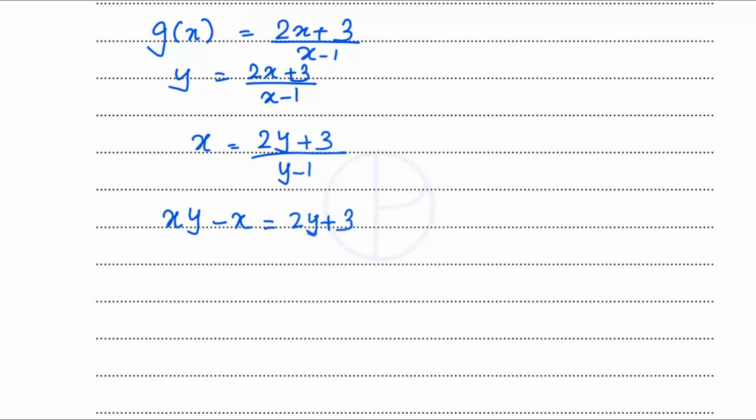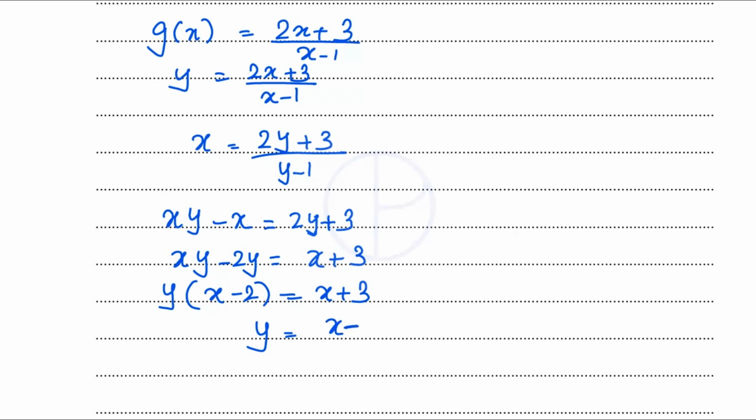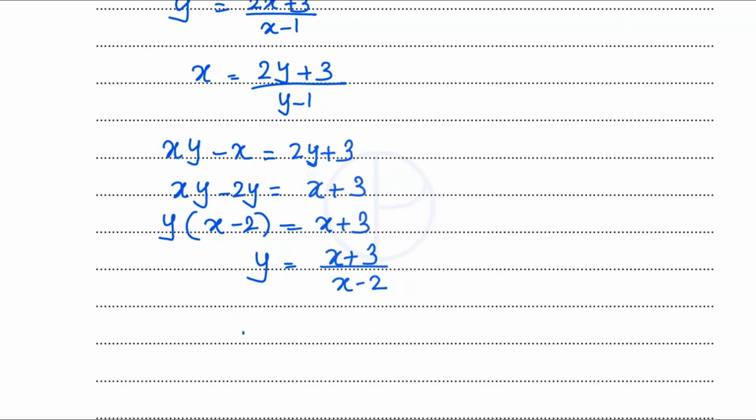So bring this 2y to the left hand side. So xy minus 2y is equal to x plus 3. Now take y common. Y multiplied by (x minus 2) is equal to x plus 3. So divide both sides by x minus 2. So we get y is equal to (x plus 3) divided by (x minus 2). So this is nothing but g inverse of x, which is equal to (x plus 3) divided by (x minus 2).